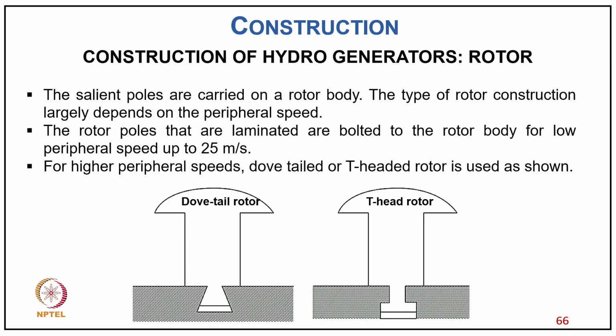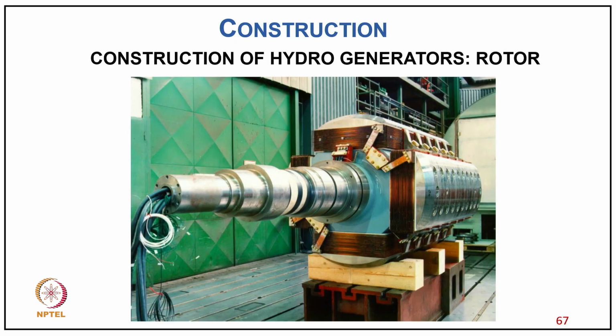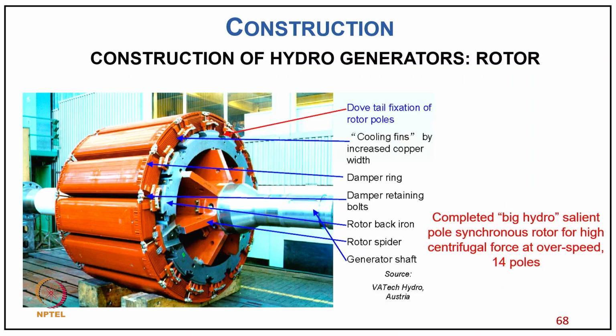Now coming to the construction of the rotor for this hydro generator, the salient poles are carried on the rotor body. The type of rotor construction largely depends on the peripheral speed. The laminated rotor poles are bolted to the rotor body for low peripheral speed up to 25 meters per second, and for higher peripheral speed a dovetail T-type rotor is used. So you can see both the T-head type rotor and the dovetail rotor. And this is the typical construction of a hydro generator rotor, as you can see here.